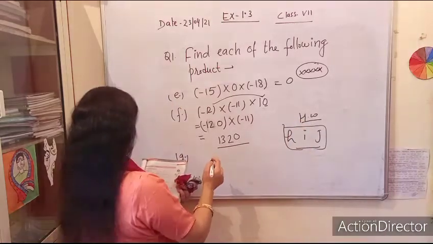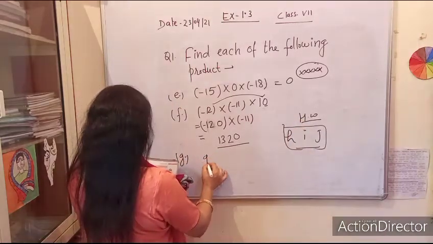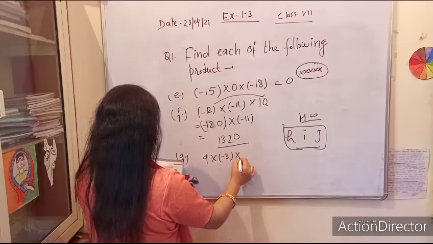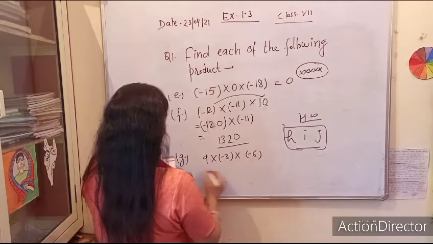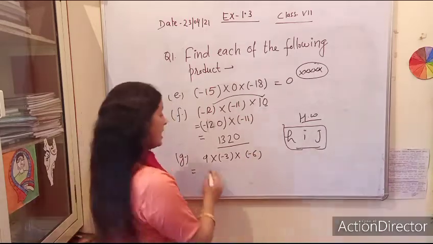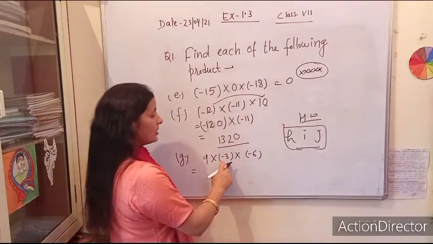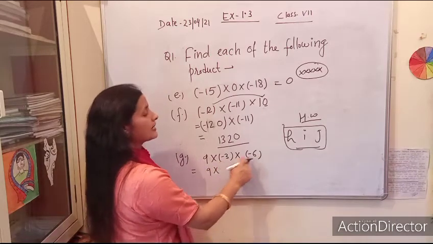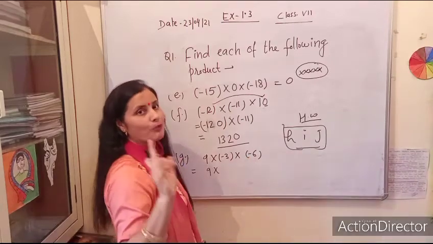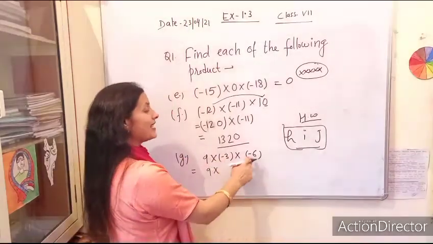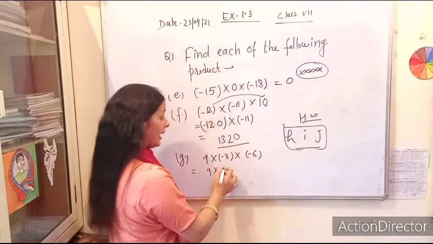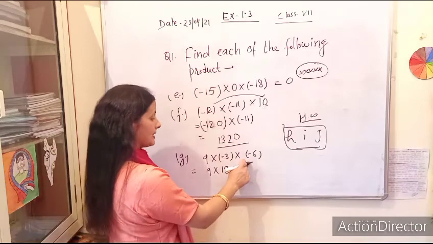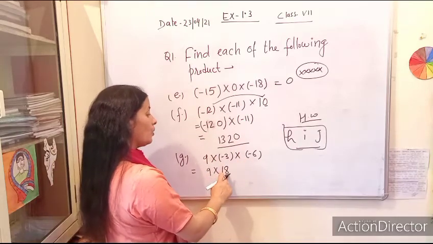Understood? So G is written here: 9 into minus 3 into minus 6. In which way will we perform this? Either you can choose 9 and 3 first, or minus 3 and minus 6 first. What am I going to do? I am choosing minus 3 and minus 6 because I know the table up to 20. So minus 3 and minus 6, 3 sixes are 18. Minus will become plus, so there is no need to show the plus sign here. So 9 into 18.